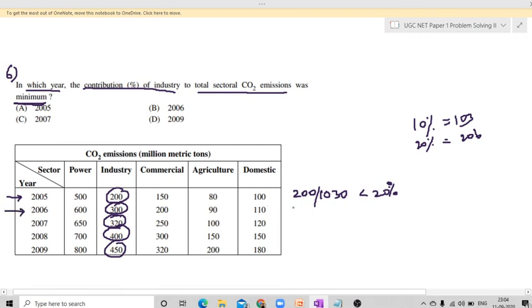So 2006, we have industry occupying 300 out of, here again we'll calculate the total. So the total will be 600 plus 300, 900 plus 200, 1100, 1100 plus 200, which will be 1300. Is it or not? Yes. So for my number 1300, this 300 is equal to how much percentage? Let's compare with the same 20 percentage. For my number 1300, 10% is 130, so 20% has to be 260.